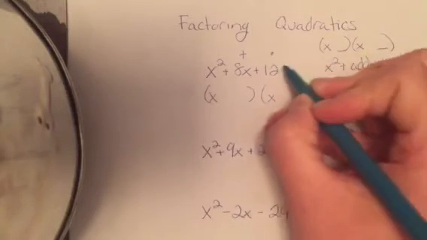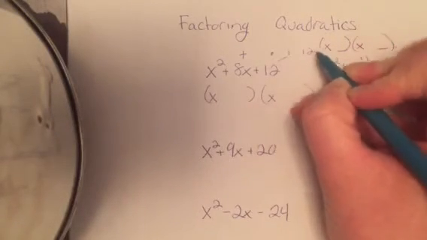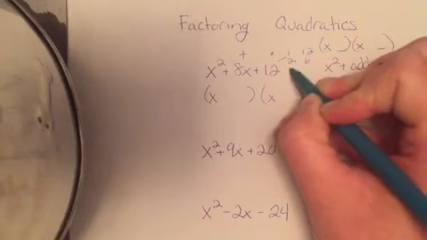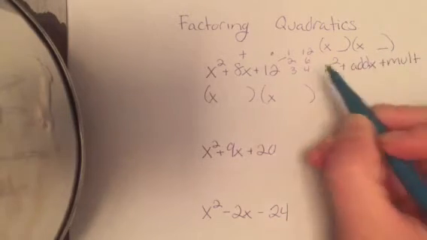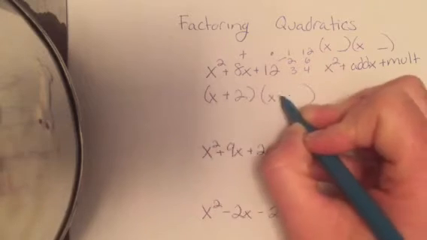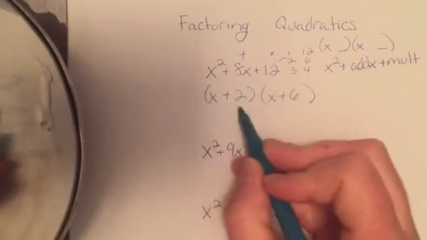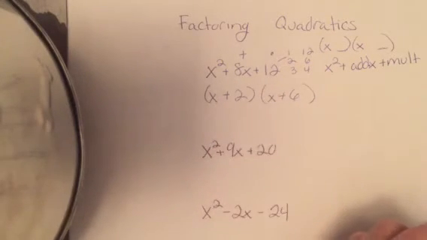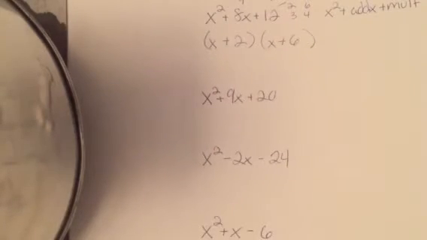So if I think of 12, well, 1 and 12 multiply to get 12, 2 and 6, and 3 and 4. And what sets of those add to make 8? 2 and 6. So it'd be x plus 2, x plus 6. You could have written it x plus 6, x plus 2. It doesn't really matter.